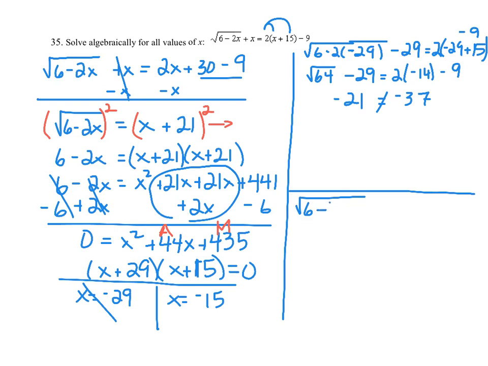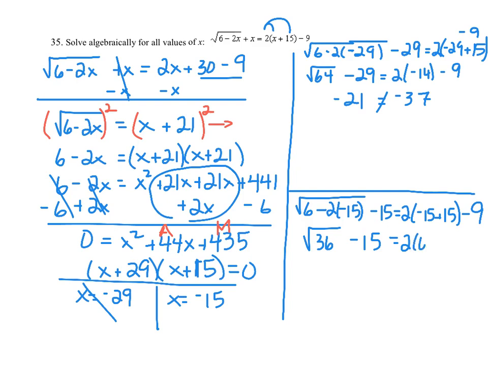Then we have minus 2 times negative 15 minus 15 equals 2 times negative 15 plus 15 minus 9. All right, so underneath this square root on the left-hand side, I'm going to get the square root of 36 minus 15 equals, now over here on the right-hand side, I really have 2 times 0, which I know is just 0. So I really have negative 9 on the right here.